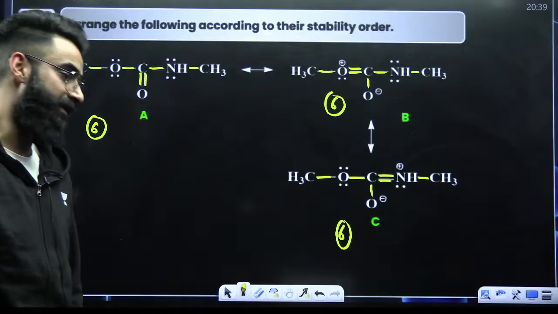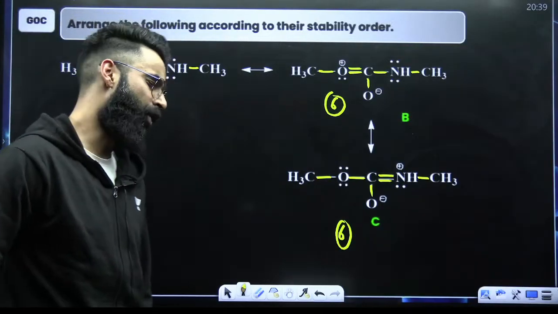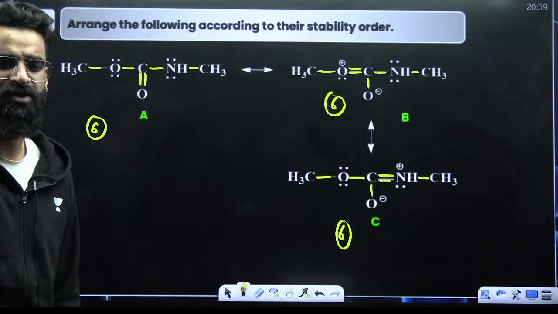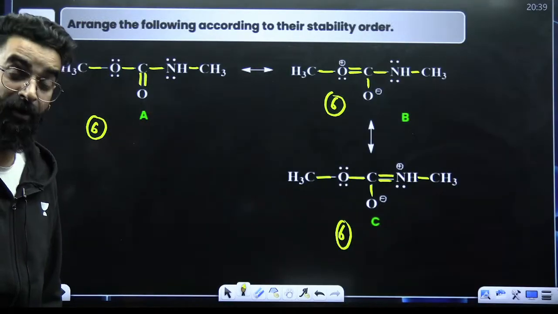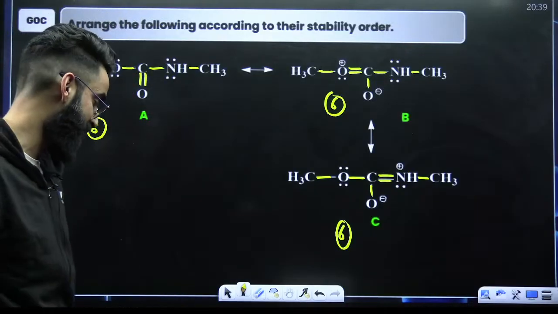If the bonds were different, then more the bonds means more the stability. But over here, bonds are the same, so you cannot talk in terms of covalent bonds. Number 1. If the bonds were different, then you could have arranged them. But bonds are the same, so you cannot arrange them as per their stability.